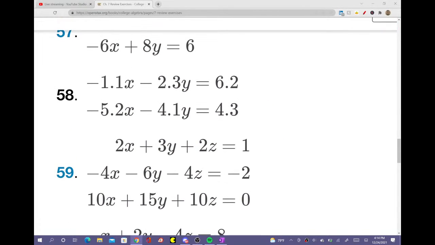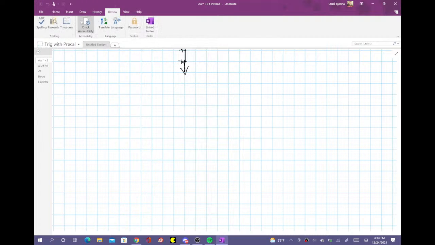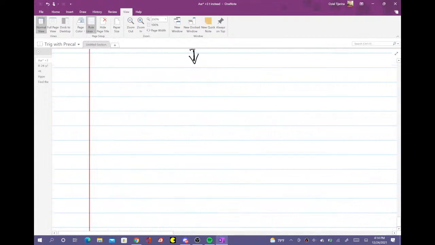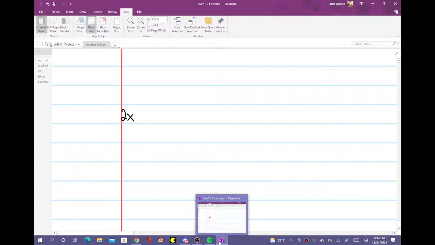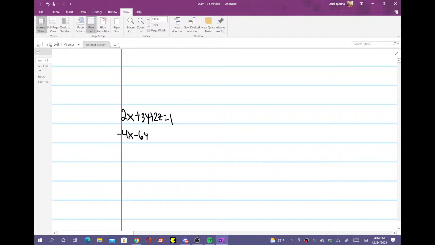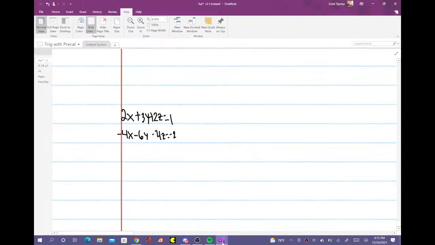Let's try to do this by substitution. Or actually, let's try to do this by elimination, okay? So 2x plus 3y plus 2z equals 1. And then we have negative 4x minus 6y minus 4z equals negative 2. And then we have 10x plus 15y plus 10z equals 0.